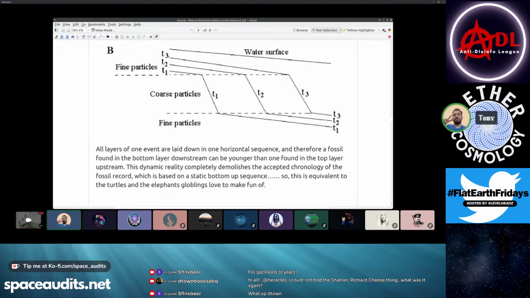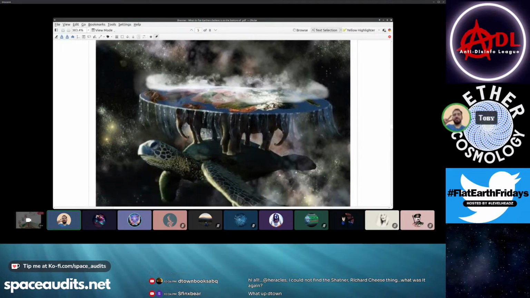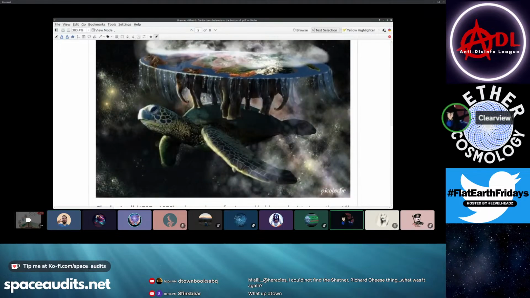So, this is equivalent to the turtles and the elephants globlings love to make fun of. So there's the old turtle with the earth and the elephant, or the elephant and the earth's on its back. Honestly, that looks pretty fun. I'm into that.